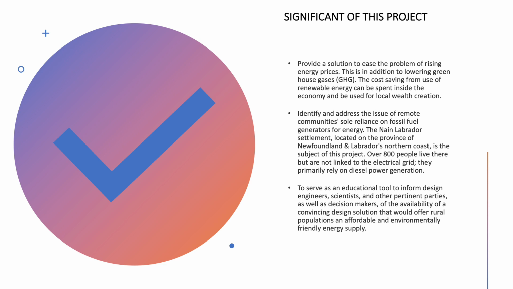Second is to identify and address the issue of remote communities' reliance on fossil fuel generators for energy. The community of Nain, Labrador, located on the province of Newfoundland and Labrador's Northern Coast, is the subject of this project. A community of over 800 people that are not linked to the electrical grid. They primarily rely on diesel power generation at this computer age. So part of our significance of this project is to provide a solution to that particular problem.